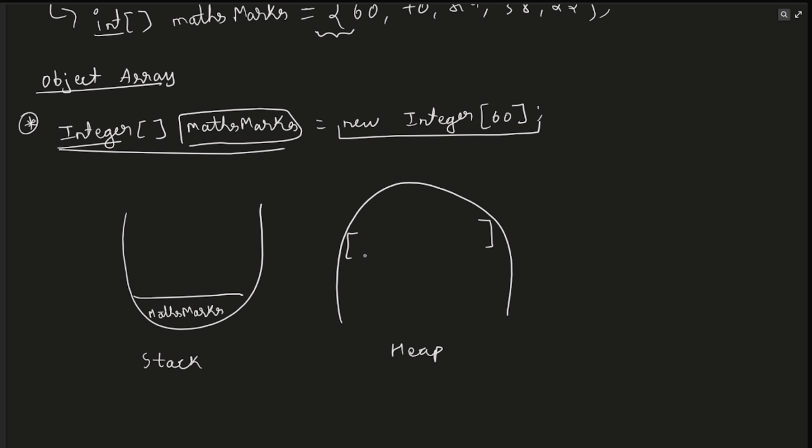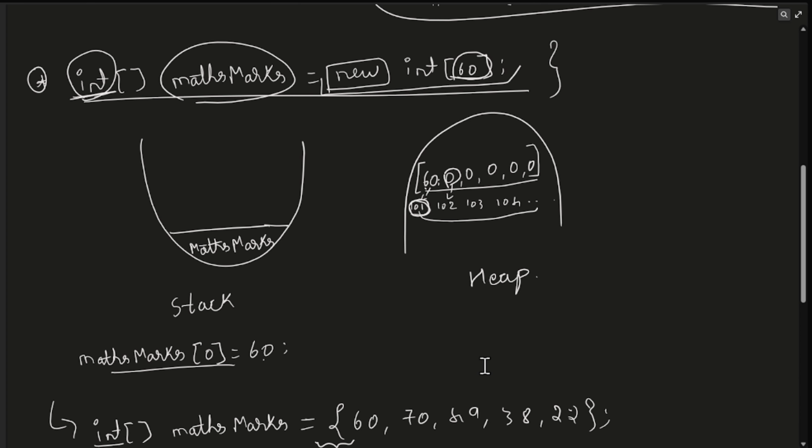But the point here is, what is the default value for the Integer wrapper class? Wrapper classes are nothing but objects. What is the default value for an object? It will be always null. The default value for objects will be always null. So it will create an object of size 60 with all null values. And all these things are objects inside. And this maths marks will point to this. Even in my previous example, this maths marks will always be pointing to this object in the heap.